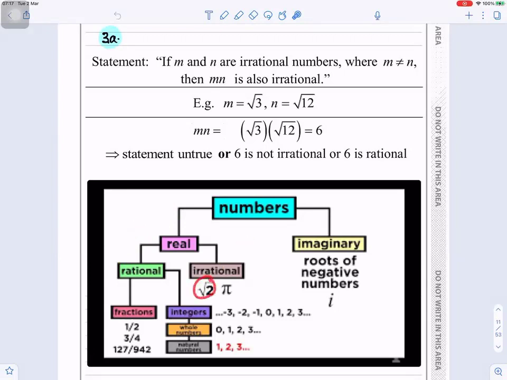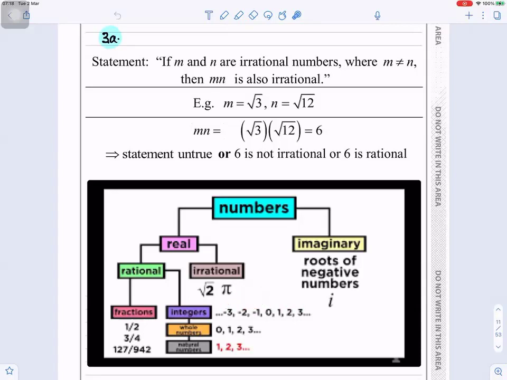Irrational will be things like root 2 and pi. And the irrational will be those ones, for example, root 3, root 12. And under rational numbers, you can divide them into fractions and integers. Fractions will be like half, 3 over 4. Integers will be minus 3, minus 2, minus 1, 0, 1, 2, 3.